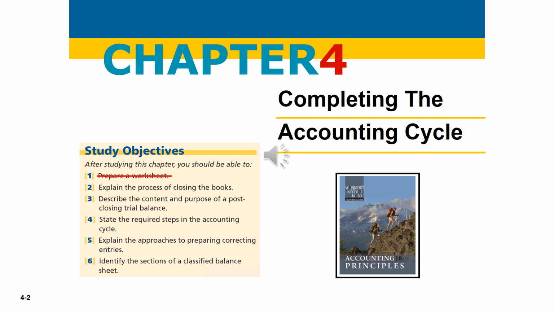The fourth learning outcome is to state the required steps in the accounting cycle, which we have already looked at previously. And then we're going to try to explain the approaches to preparing correcting entries. And finally, we're going to close this off with identifying the sections of a classified balance sheet. And we're going to learn what a classified balance sheet means.